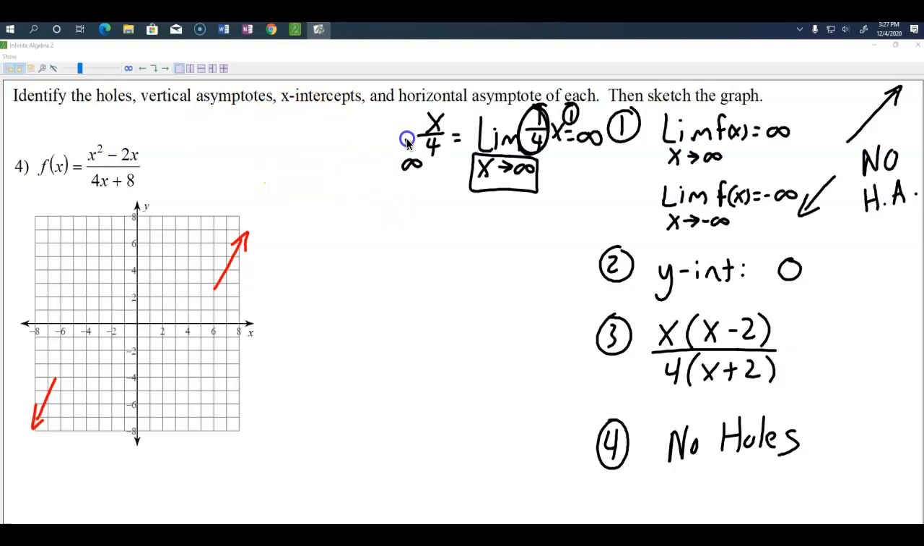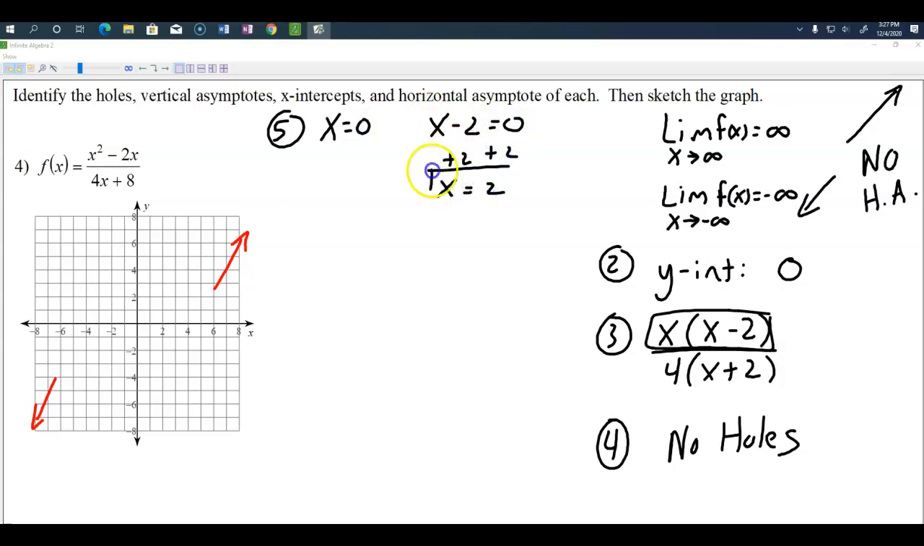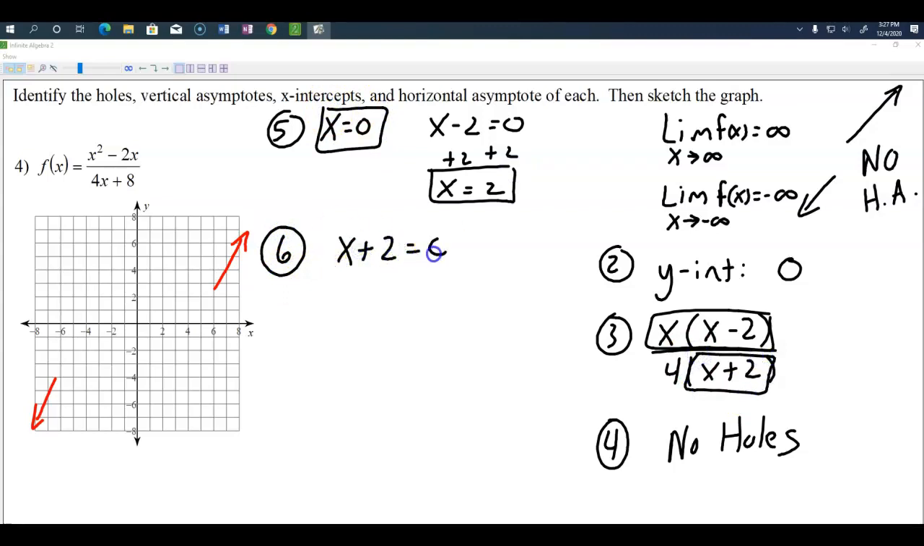All right, moving on to steps 5 and 6. To find our roots, we take the top factors and set them both equal to 0. So we have x equals 0, and we also have x minus 2 equals 0. For this one, I have to add 2. And so I see that I have 2 roots, x equals 2 and x equals 0. For step 6, we take the factor on the bottom, set that equal to 0, and that tells me that my vertical asymptote will be at -2.